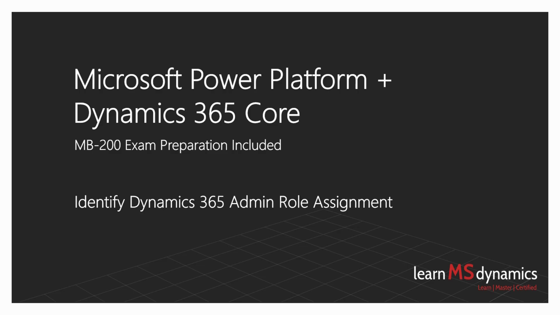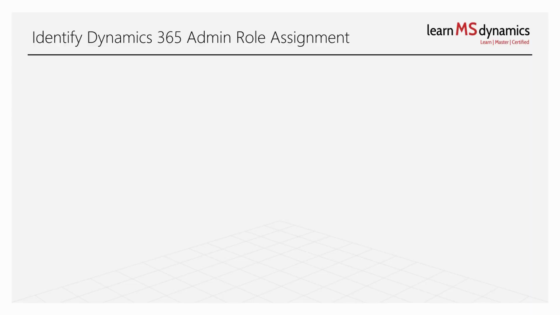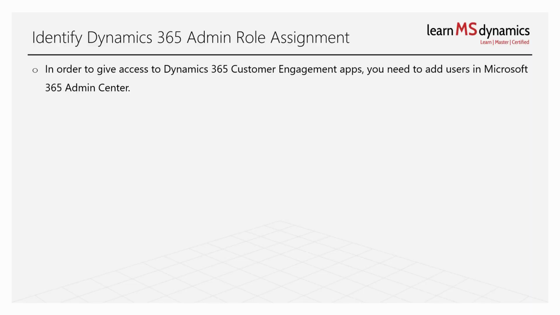Alright, so welcome to this tutorial. In this tutorial, we'll discuss Dynamics 365 admin role assignment. So in order to give access to any user of Dynamics 365 application, you need to follow steps. First, create the user in Microsoft 365 Admin Center, and then you can assign the license, and then you can assign security roles. So as I mentioned, in order to give access to Dynamics 365 customer engagement apps, you need to add users in Microsoft 365 Admin Center, which was earlier called Office 365 Admin Center.